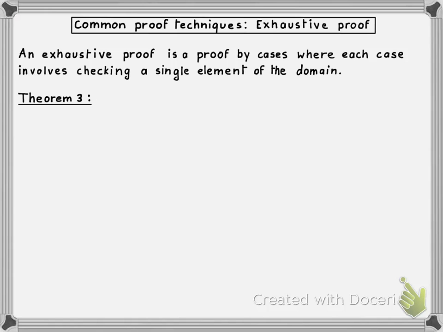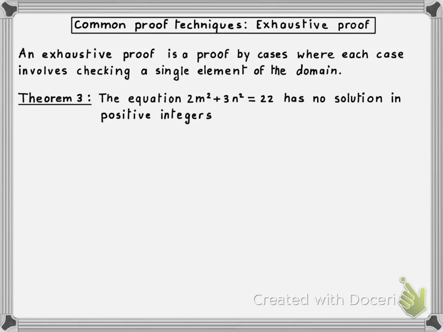So theorem number 3 for this lecture states that the equation 2 times m squared plus 3 times n squared is equal to 22 has no solution in positive integers. So let's make sure we understand what the statement of the theorem means. It says you can't find any pair of positive integers for m and n such that when you square m and multiply by 2, and then you square n and multiply by 3, and you add these two results, you get a total of 22.